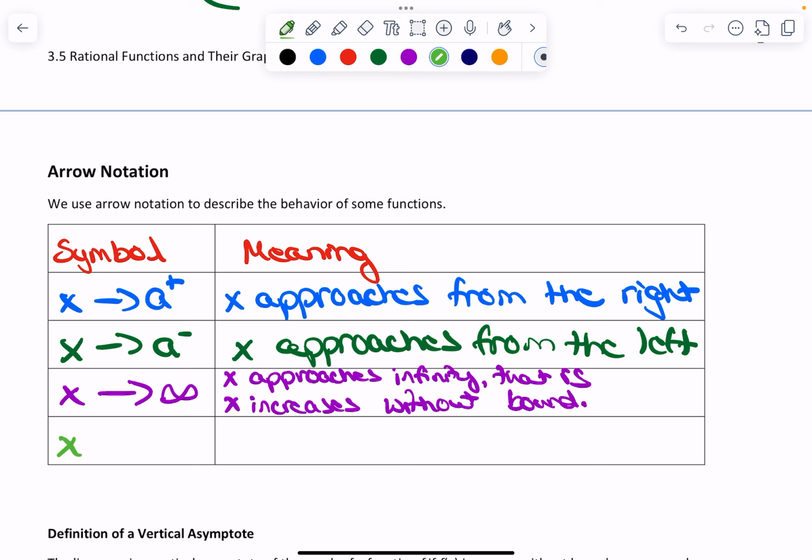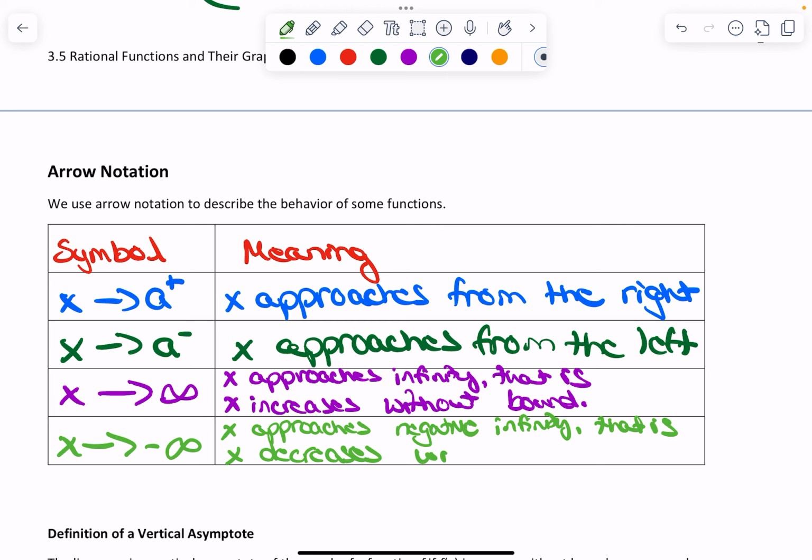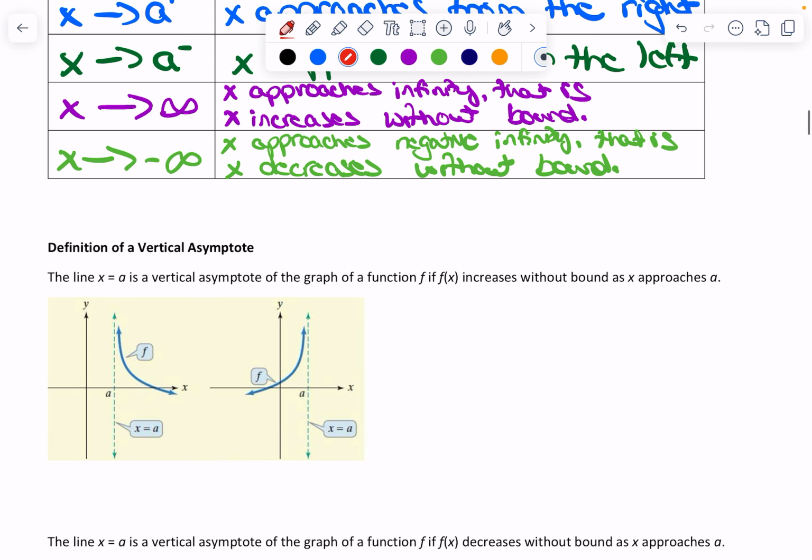Okay, next one is x arrow negative infinity. So x approaches negative infinity, that is, x decreases without bound.